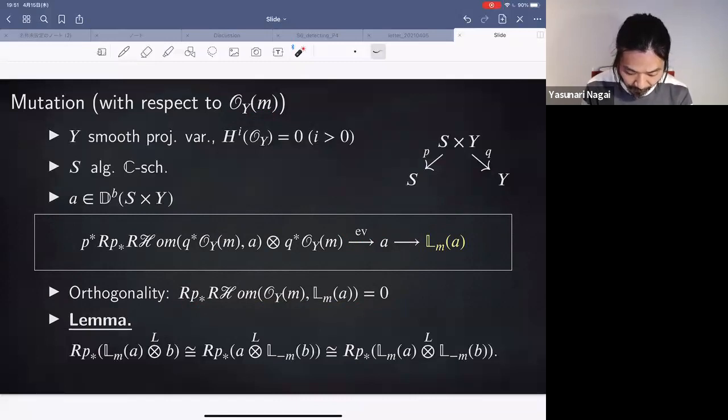So if we take some kind of tensor product here, of course A and B, these are objects in the derived category, then we can move the mutation from one side to the other side with a minus sign. And moreover, we can take mutations on both sides. All these things are isomorphic. So this is an easy homological algebra calculation.